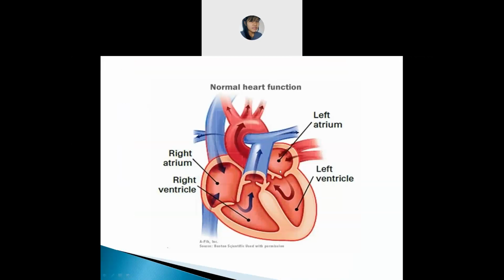Ma'am, in the heart I don't understand deoxygenated and oxygenated. Deoxygenated means what? Absence of oxygen. And oxygenated means presence of oxygen. This is the right side, right? And this is the left side. So the right side will have what blood? Deoxygenated. Deoxygenated means absence of oxygen. And the left side has oxygenated blood. It means presence of oxygen, rich in oxygen. Understand? Yes, ma'am. Okay then, that's all for today's class.